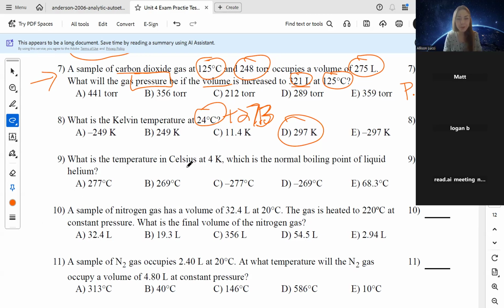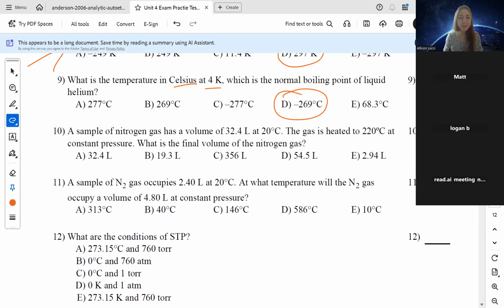Now, what is the temperature in Celsius at 4 Kelvin? So now we're going to take 4 minus 273. So we should get D again, 269. So much more frequently will you be doing this conversion, but you should be able to do it both ways, because we always need our unit of Kelvin for temperature when we plug into our ideal gas law equation.